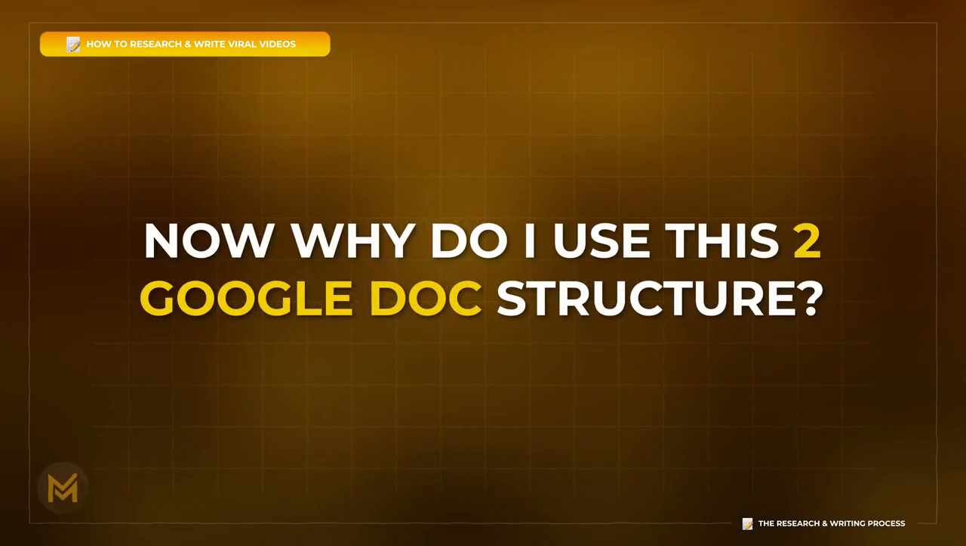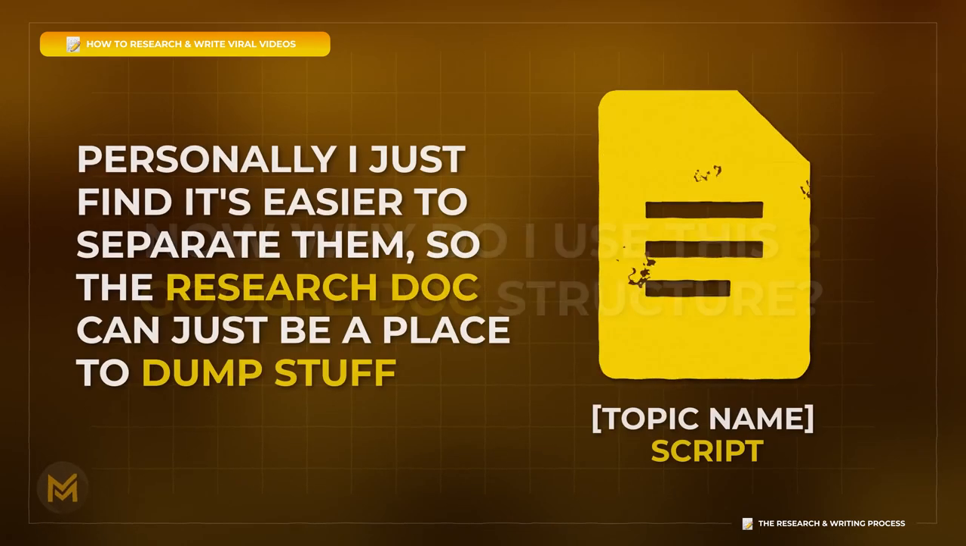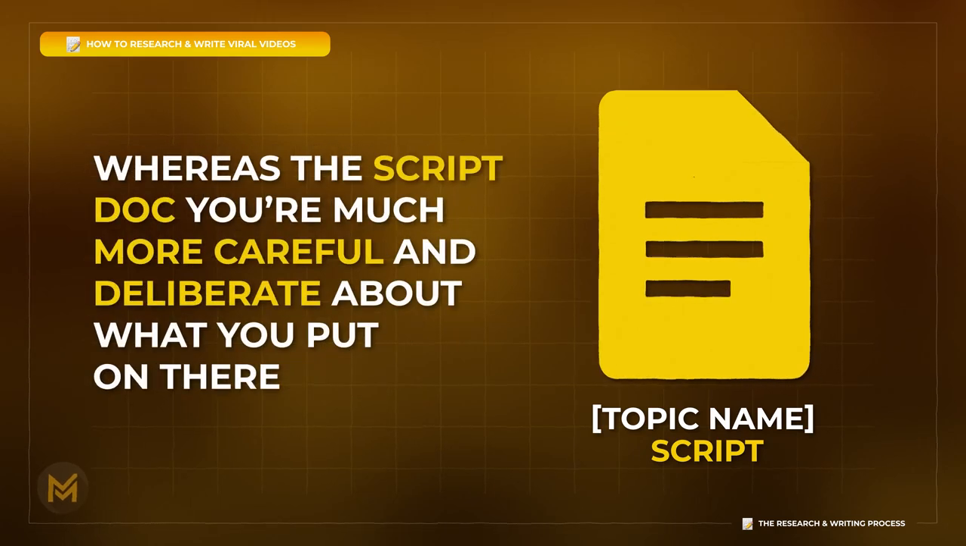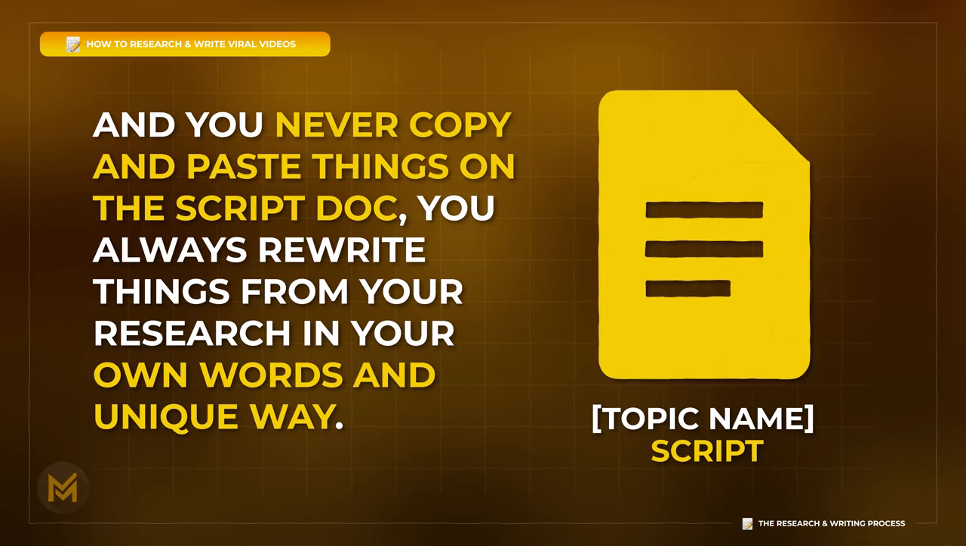Now, why do I use this 2 Google Doc structure? Personally, I just find it's easier to separate them, so the research doc can just be a place to dump stuff, whereas the script document, you're much more careful and deliberate about what you put on there, and you never copy and paste things on the script doc. You always rewrite things from your research in your own words and unique way.